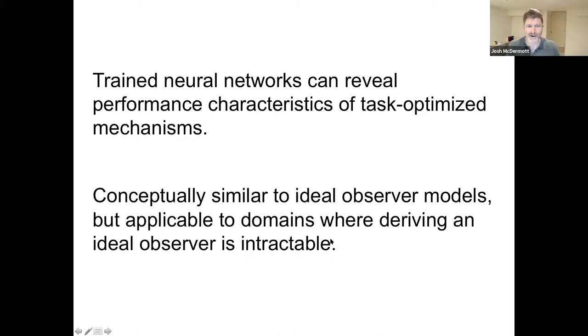All right, so what we're seeing here is that trained neural networks reveal the performance characteristics of task-optimized mechanisms. The big picture is that we are thinking of these models as conceptually similar to ideal observer models. Of course, they're not provably ideal, and that's an important distinction. But on the other hand, they're applicable to domains where deriving an ideal observer would be intractable. So they really allow us to move into domains where we wouldn't have been able to do this before.